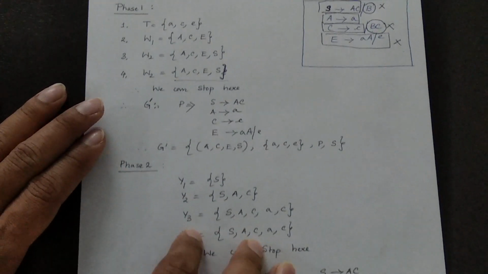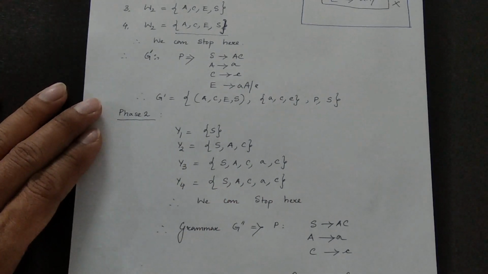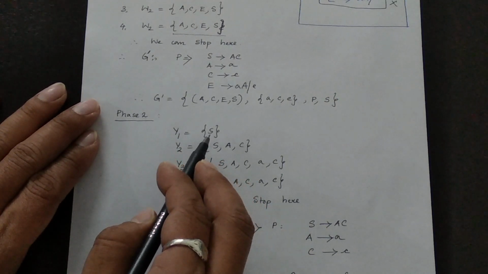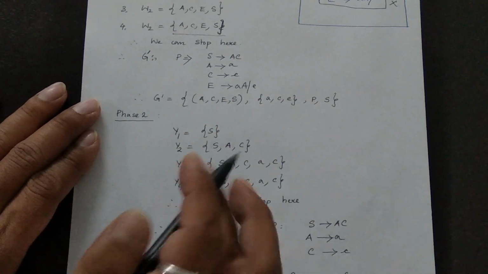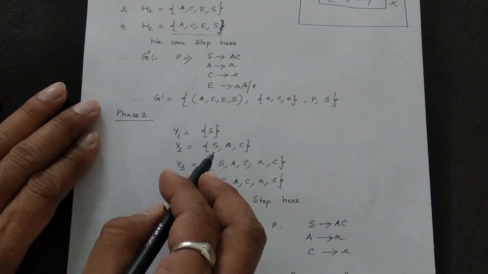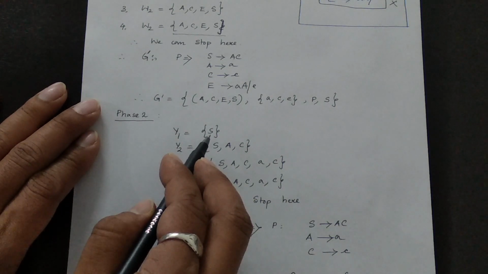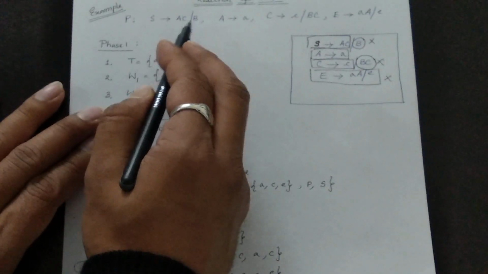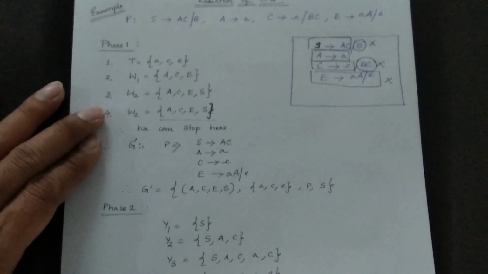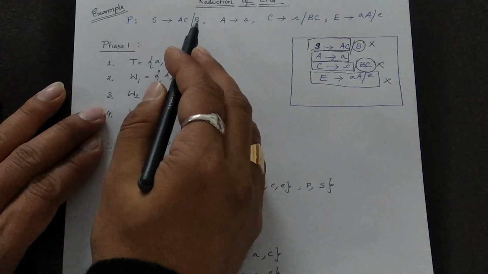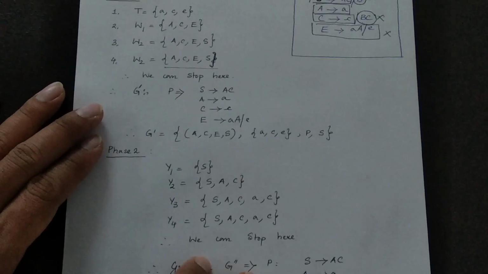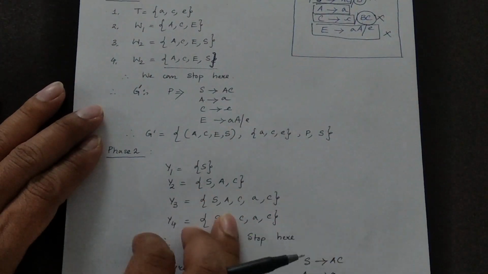Now we will move to phase number 2. In phase number 2, in the first step you have to take the start symbol in the set. Clear? Now in the second step, you have to find out whatever non-terminals are directly accessible through the start symbol. If you check with the production, S tends to A and C. B is already eliminated, right? So B will not be there, only A and C will be included. That's why I have put S, A and C in the set.